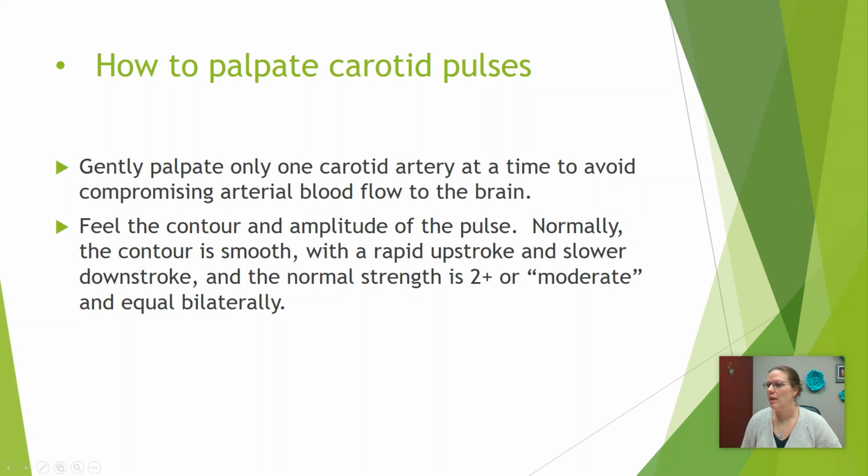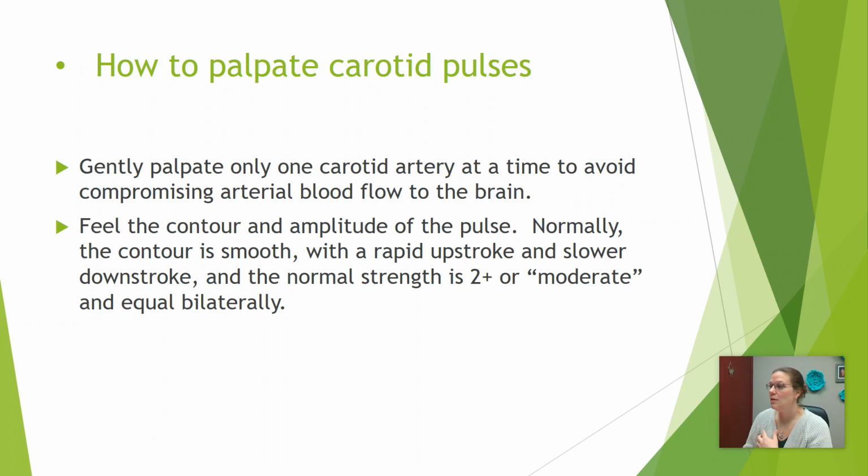Next, we are going to talk about how to palpate carotid pulses, which we've all done 1,000 times, but you're going to gently palpate only one carotid artery at a time to avoid compromising arterial blood flow to the brain. You're going to feel the contour and amplitude of the pulse. And what that means is, feel if it's smooth or if it's tortuous, where it feels like it's got lumps along the way. And then it should feel like it has a rapid upstroke and then a slower downstroke. And normally the strength is 2+ or moderate, and you want to check to see if it's equal bilaterally.